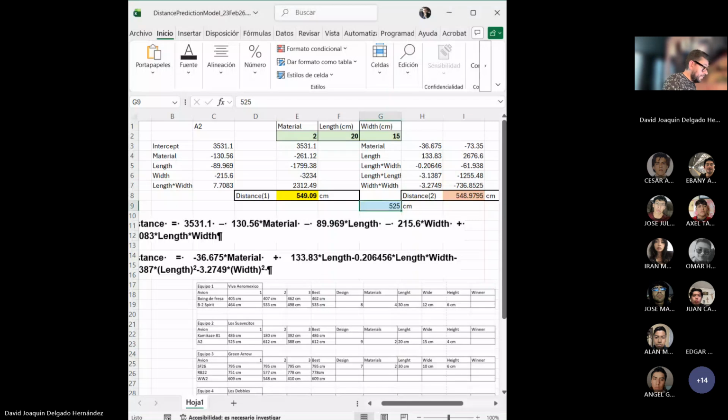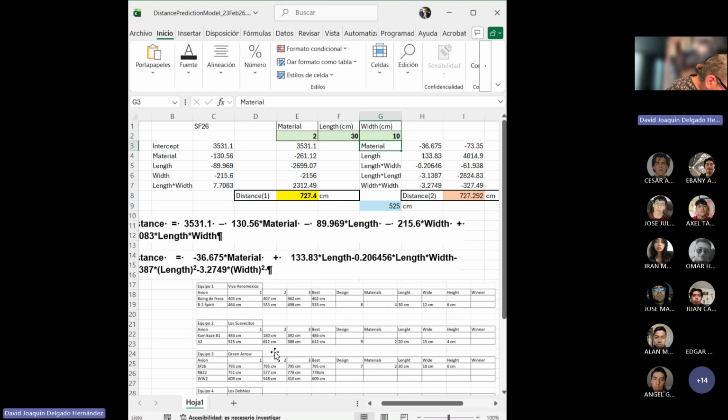Okay. And I am going to put it here. Okay. Well, let us go with the third. It will be SF26. And the input data is material 2, 30, and 10. Okay.